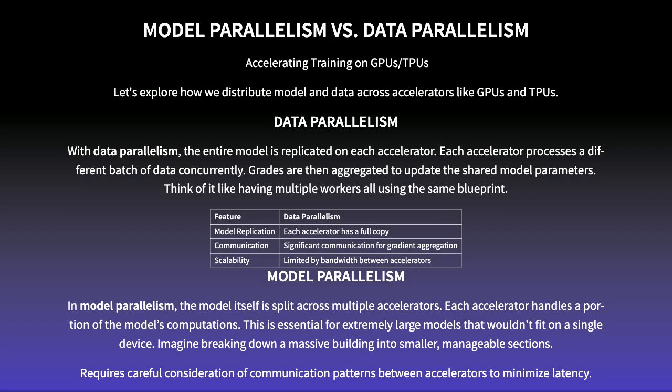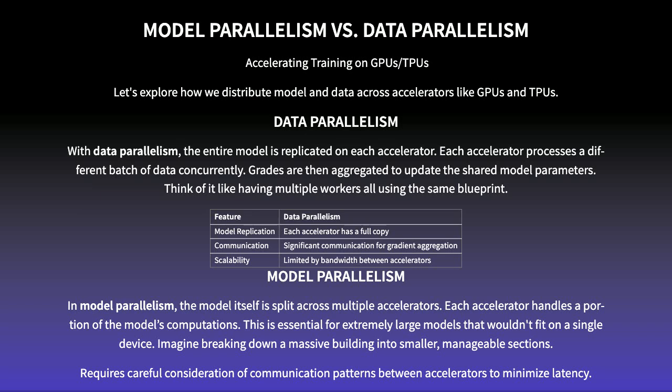Okay, let's talk about how we get models to run faster on GPU and TPU. We have two main approaches: data parallelism and model parallelism. Data parallelism is like having multiple teams working on the same project. Each team gets a copy of the whole thing and works independently on different pieces of data. They then share their results, but it can be slow because they need to constantly communicate with each other.